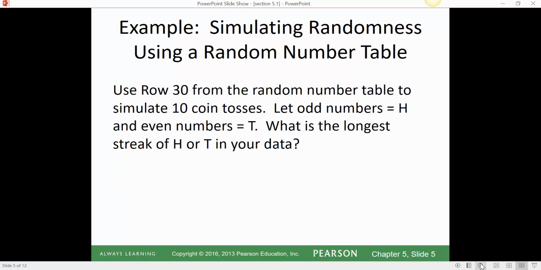Here's an example, just trying to simulate randomness using a random number table. The random number table is in the back of your book. I believe it's Appendix A. Here it's saying use row 30 from that random number table to simulate 10 coin tosses. We're going to let odd numbers be H and even numbers be T, right? So what is the longest streak of heads or tails in your data?